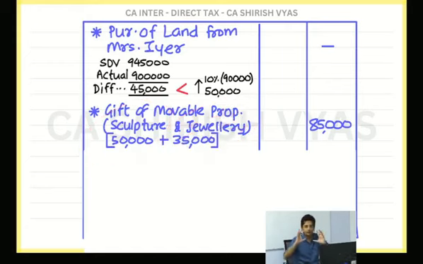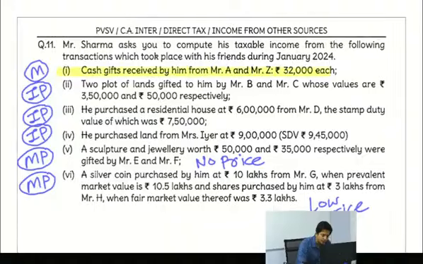See, if your concept is thorough, let the paper setter do any permutation and combination. You will be able to attempt it, provided your concept is thorough. Then the last point, try.